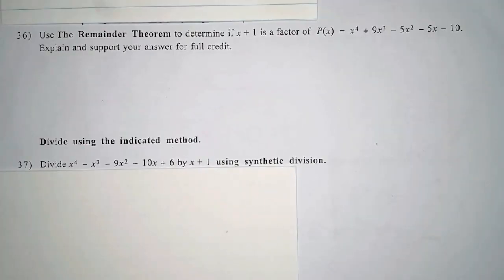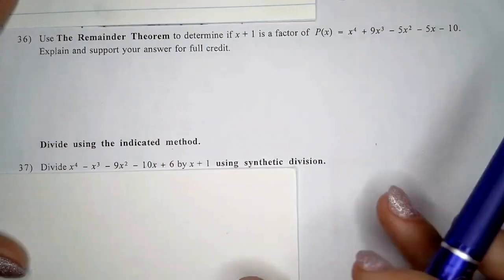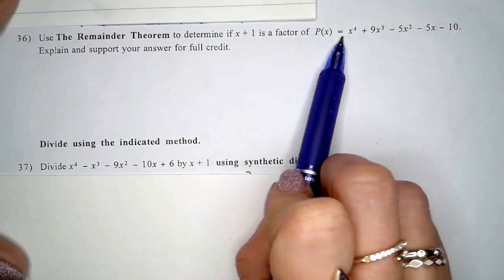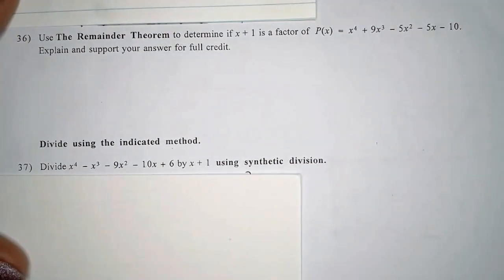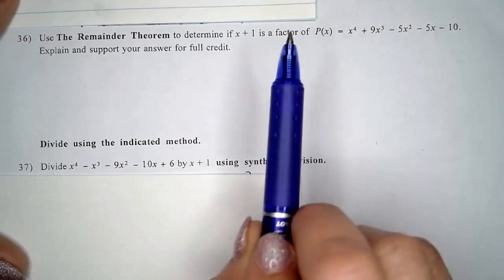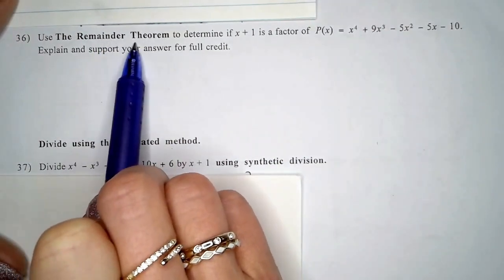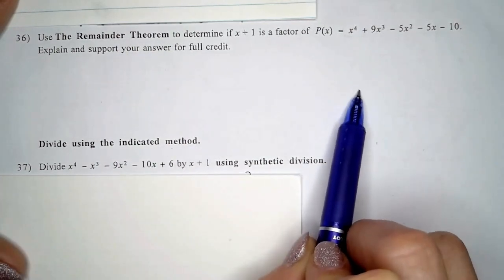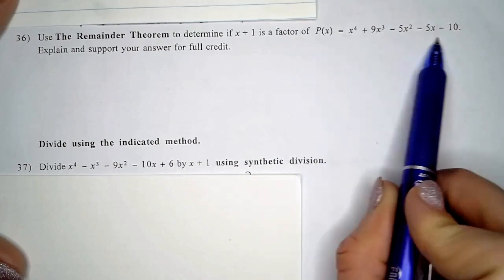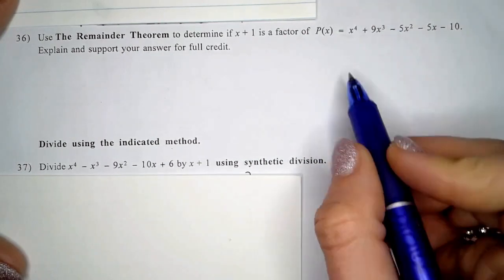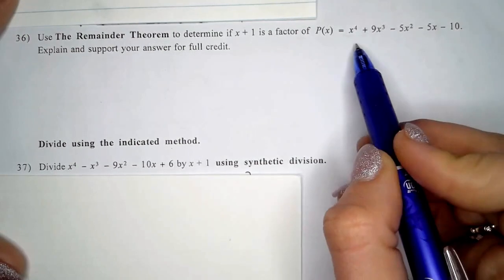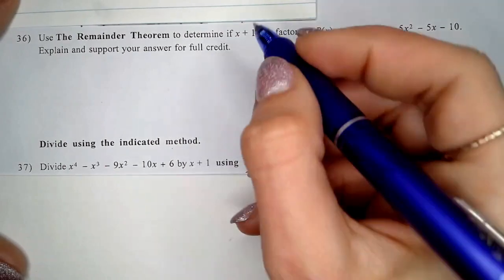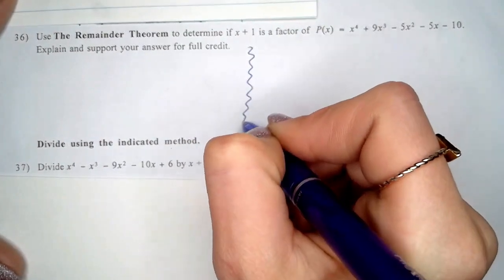Okay, so the next problem we're going to do is the remainder theorem. We're going to use the remainder theorem to determine if x plus 1 is a factor of this polynomial right here. That means if we do division, the remainder, if that's 0, it means it is a factor, but we're not going to do the division, we're just going to plug in the number instead. So we can look at this question in 2 different ways, okay? It could go in 2 different orders.